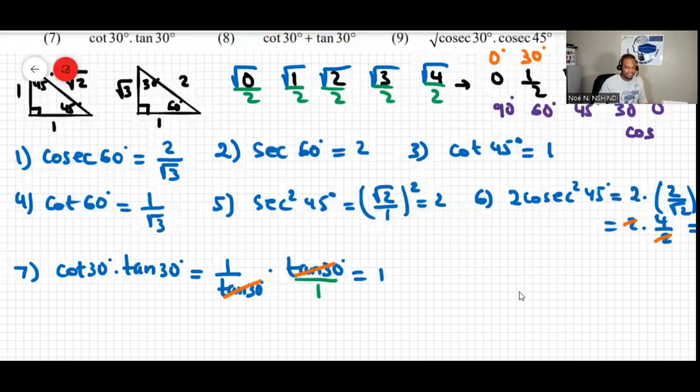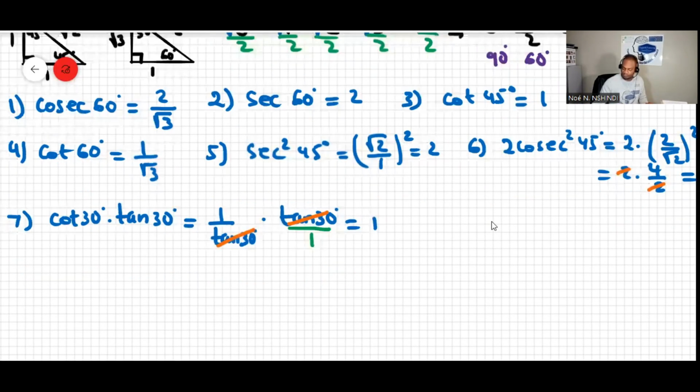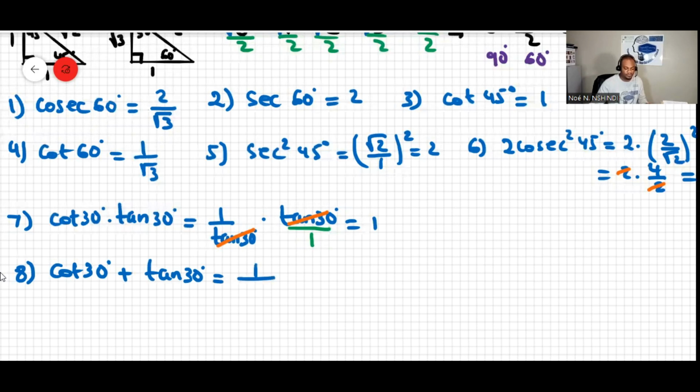Okay, and then 8, it's cot 30 degrees plus tan 30 degrees. So cot is like 1 over tan 30 plus tan 30 degrees over 1. So I can simplify this. If I want to write the same denominator, I'll times here by tan 30. I'll times there also by tan 30.